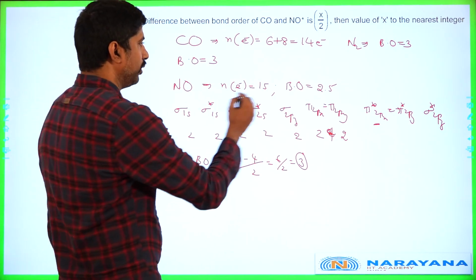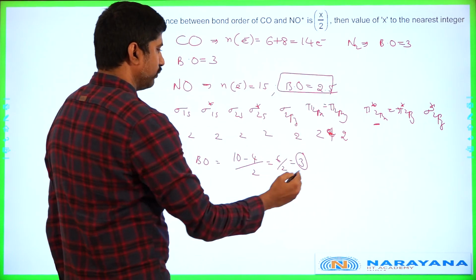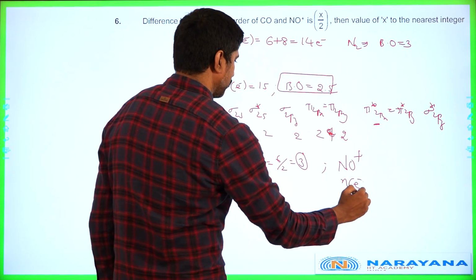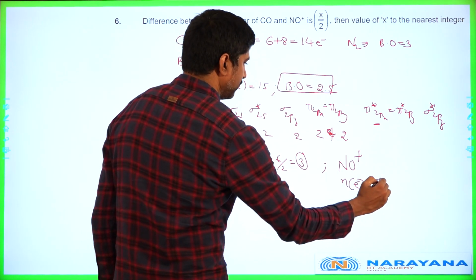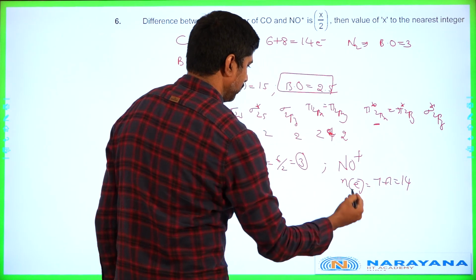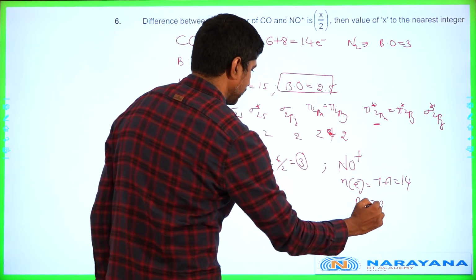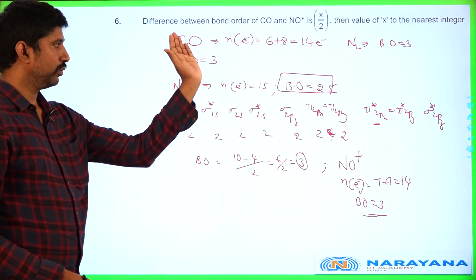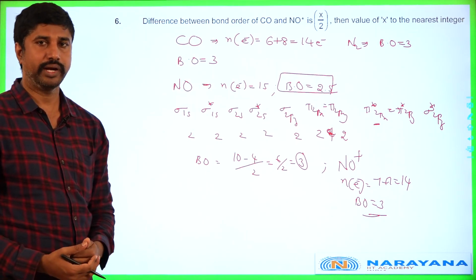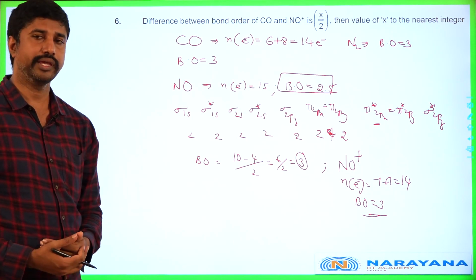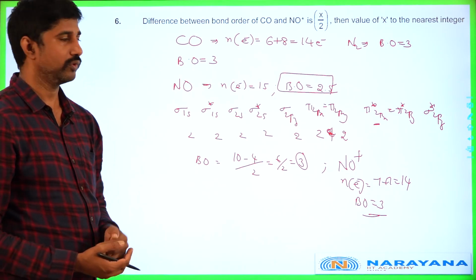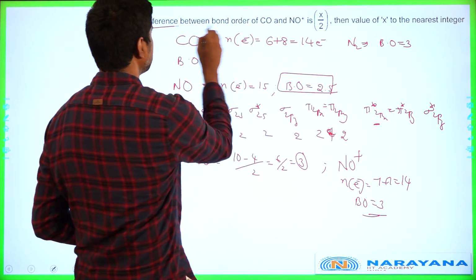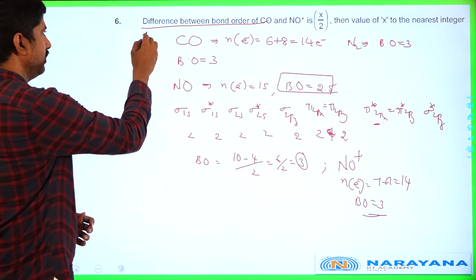Okay. So NO bond order is 2.5, whereas for NO plus, the number of electrons will be 7 plus 7, that is 14. Again the bond order becomes 3. Both NO plus and CO are isoelectronic and they have the same bond orders. As bond orders are the same, the difference between bond orders will be 0.